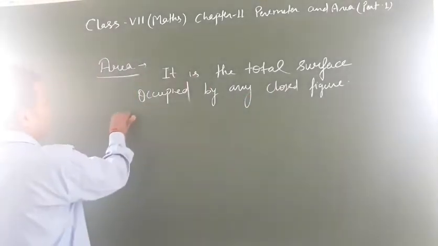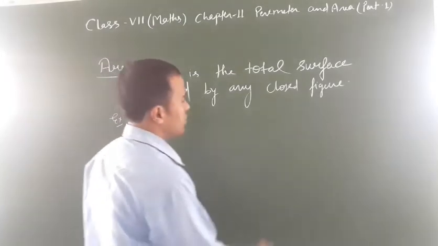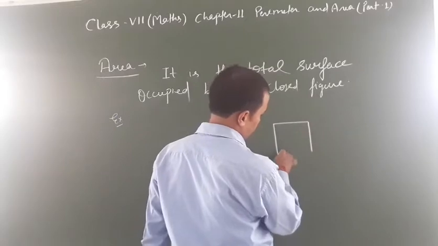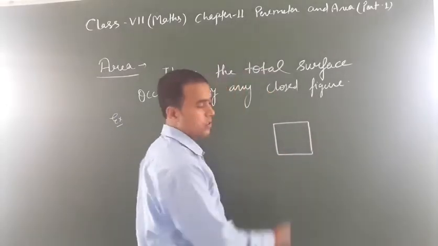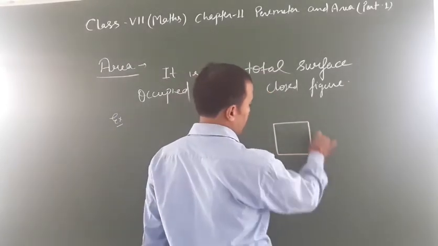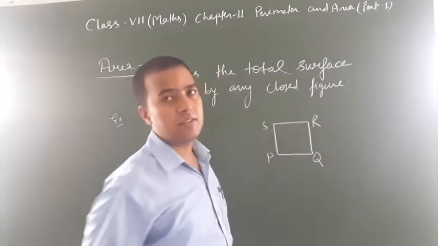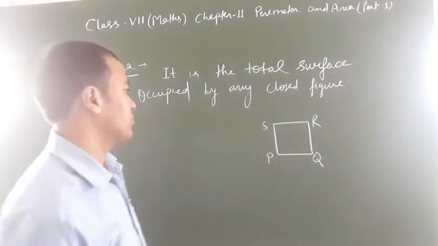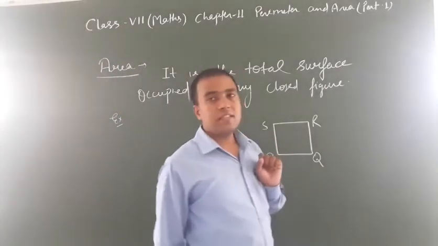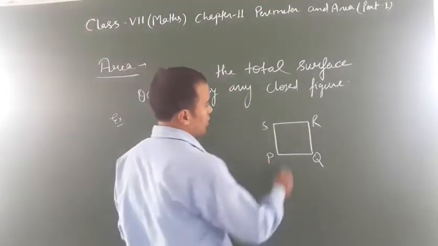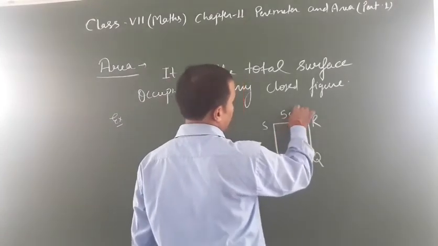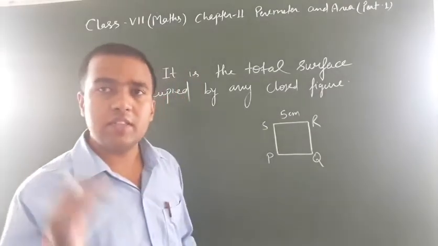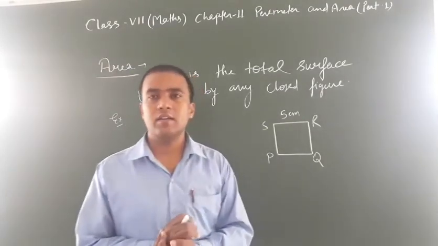One example. Suppose one is a square, PQRS. Clear? PQRS is a square. Asking what is the area of the square. One side is given as 5 centimeters. Clear?